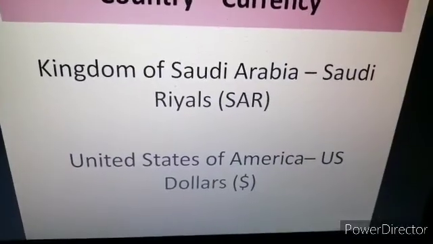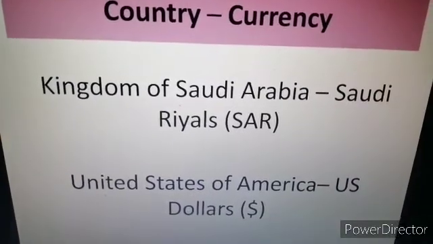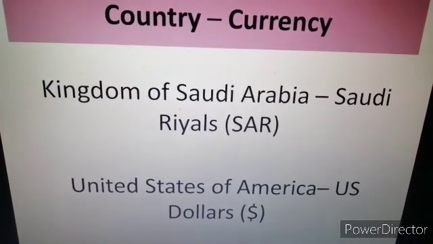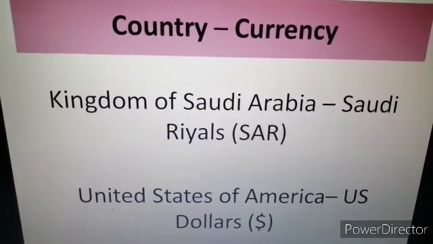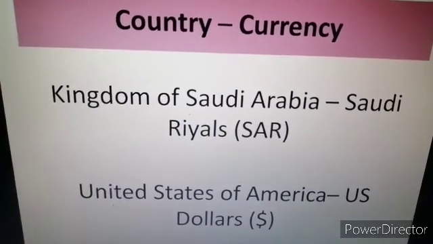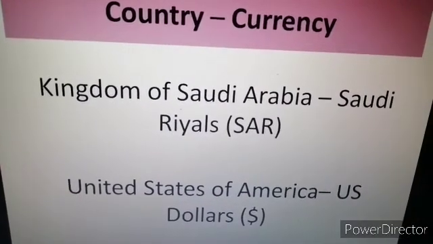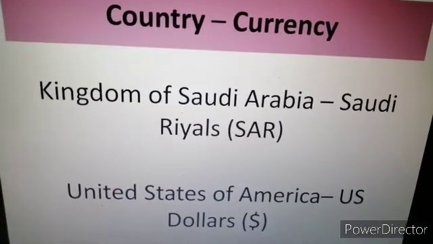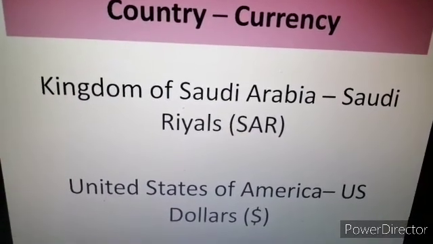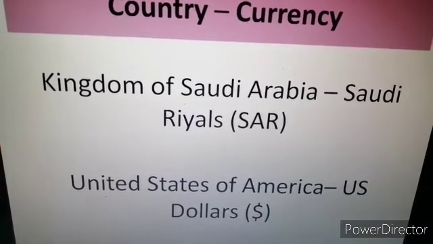Dollar. Now, ask your parents, what is the currency of your home country? We all come from different nationalities, right? Some of us are from Egypt, Pakistan, Sudan, Philippines, etc. So ask your parents, what is the currency of your country? But today, in this unit, we will be learning about US dollars.